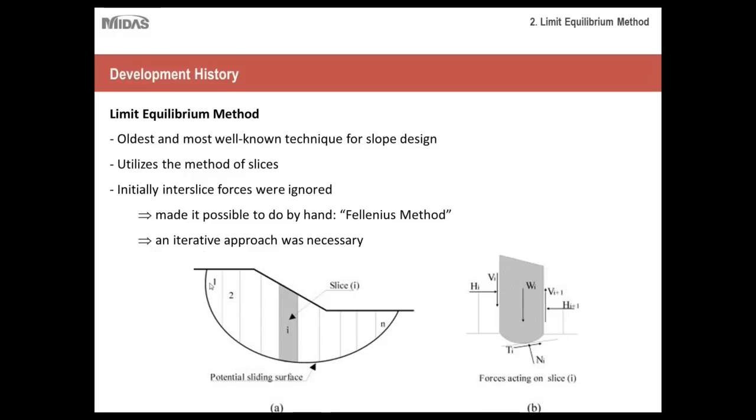It's sort of a trial and error. Engineers would have to create several slip surfaces, or several curves. They'd have to analyze the forces on the slices one by one until they found their minimum factor of safety. So it was a very long and tedious process up until certain advancements were made that really expedited the limit equilibrium method.